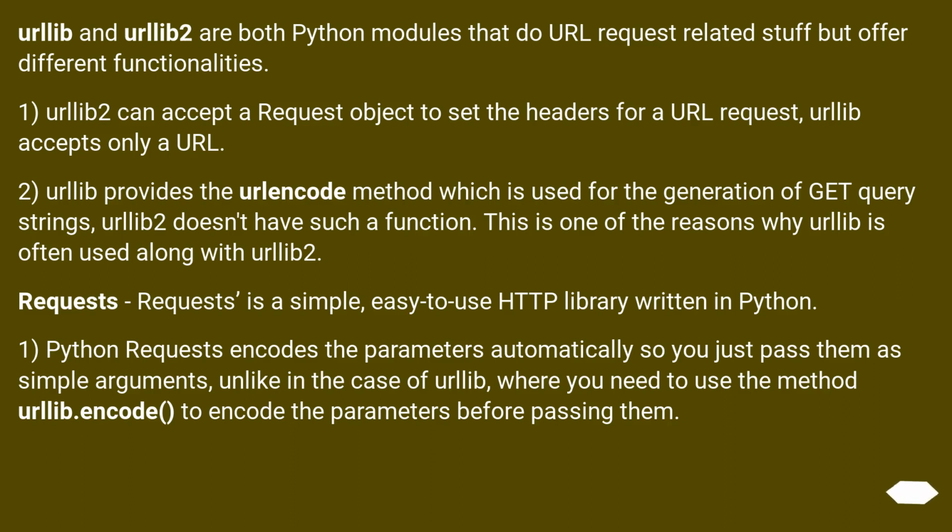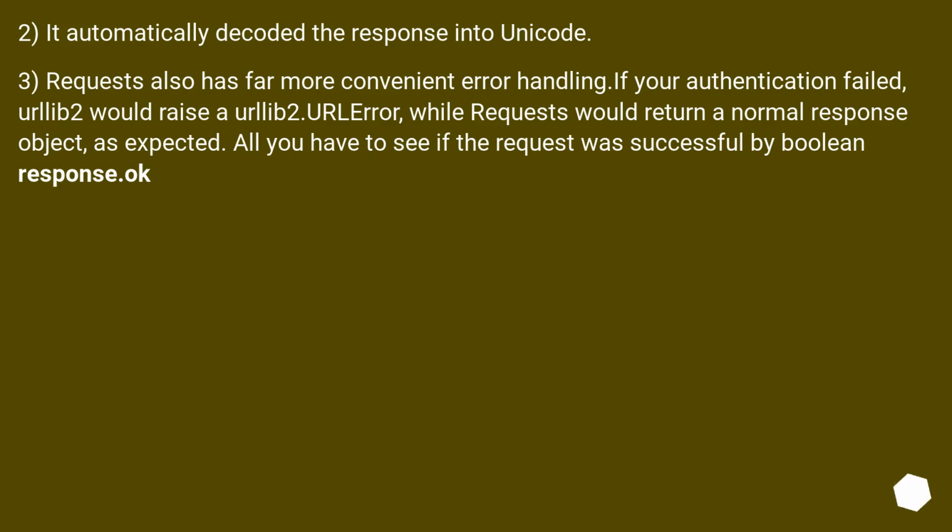Requests is a simple, easy-to-use HTTP library written in Python. 1. Python requests encodes the parameters automatically, so you just pass them as simple arguments, unlike in the case of urllib, where you need to use the method urllib.urlencode to encode the parameters before passing them. 2. It automatically decodes the response into Unicode.